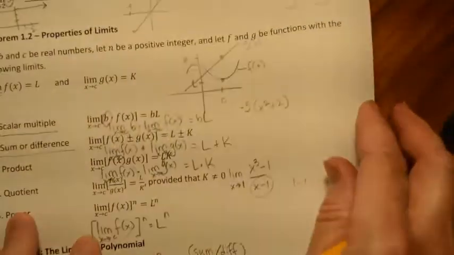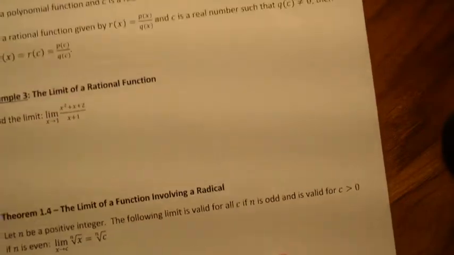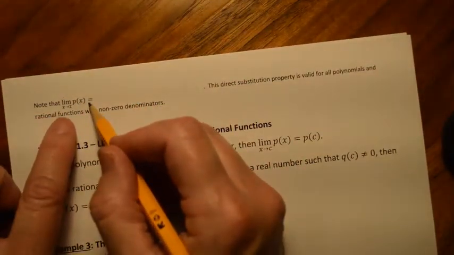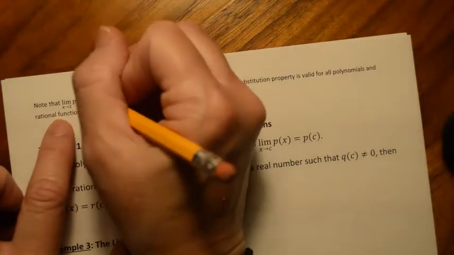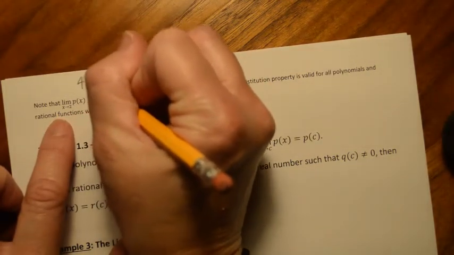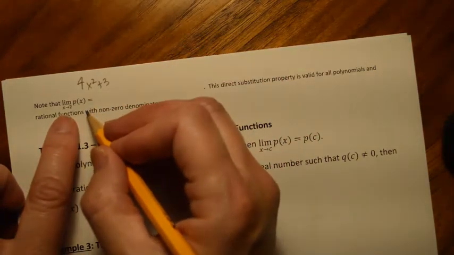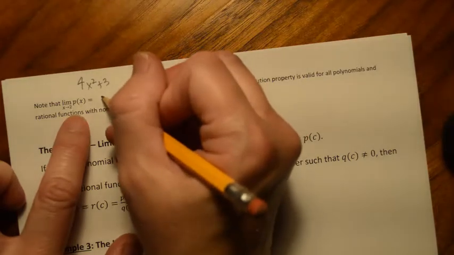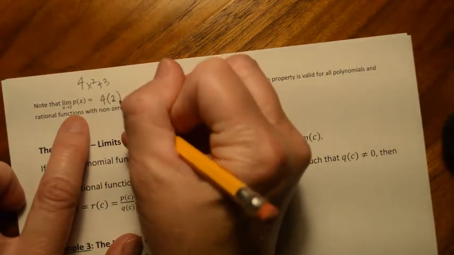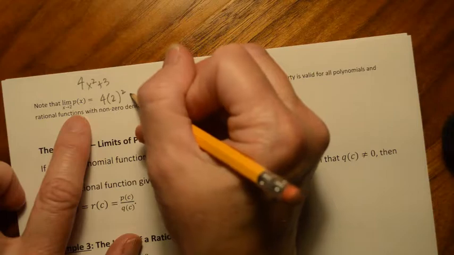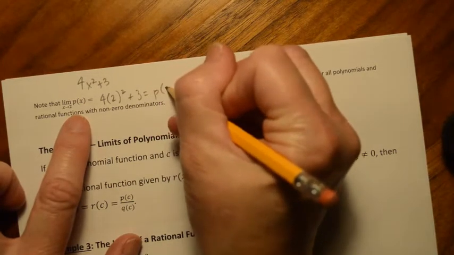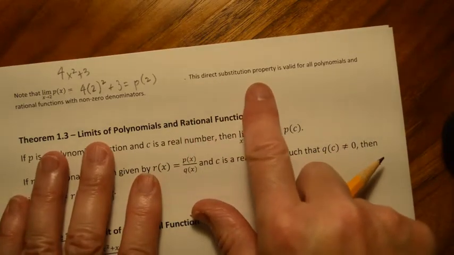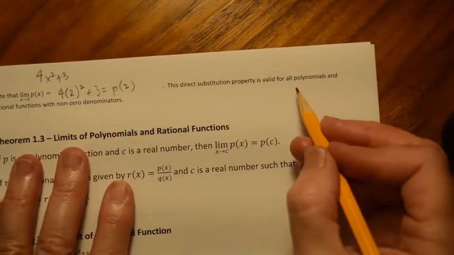All right, let me show you one more thing. So note that the limit of the function p of x, which is what we're calling this 4x squared plus 3, as x approaches 2, is just the same thing as evaluating the function at 2. It's just p of 2. And then we have the note here that this direct substitution property is valid for all polynomials.